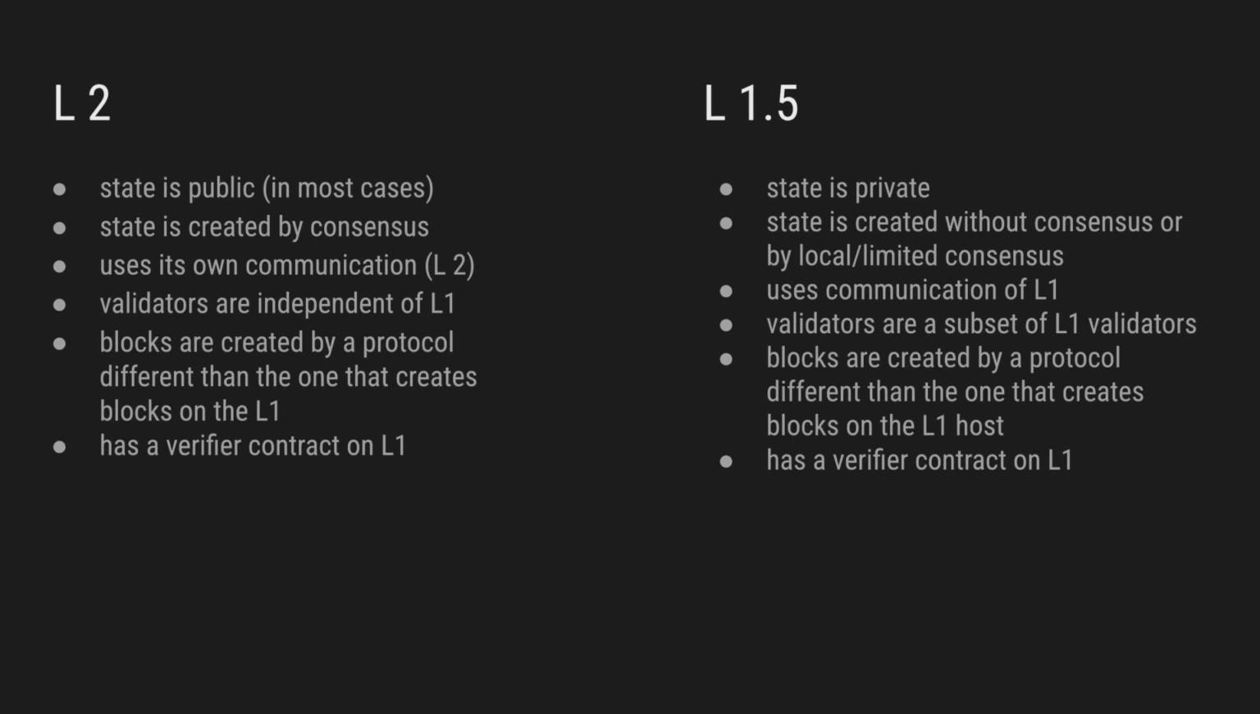The difference between L2 and L1.5 is that the L2 state is public in most cases. The state is created by consensus. Layer 2 uses its own communication protocol. Validators are independent of L1, but similarly to layer 1.5, blocks in a layer 2 are created by a protocol different than the one that creates blocks on L1. And L2 also has a verifier contract on L1.